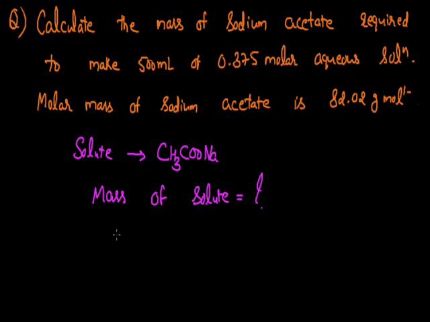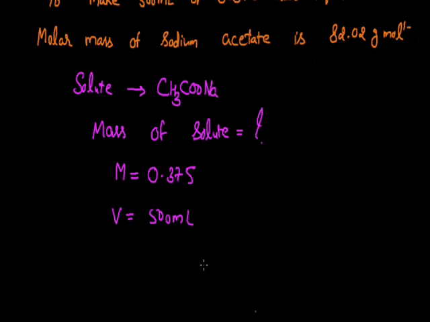For the calculation of this, we are provided the molarity of the solution, and the molarity is provided as 0.375. Now the volume of solution is given to us as 500 ml. The molar mass is also provided to us, and with the help of these all we are to find out the mass of solute.